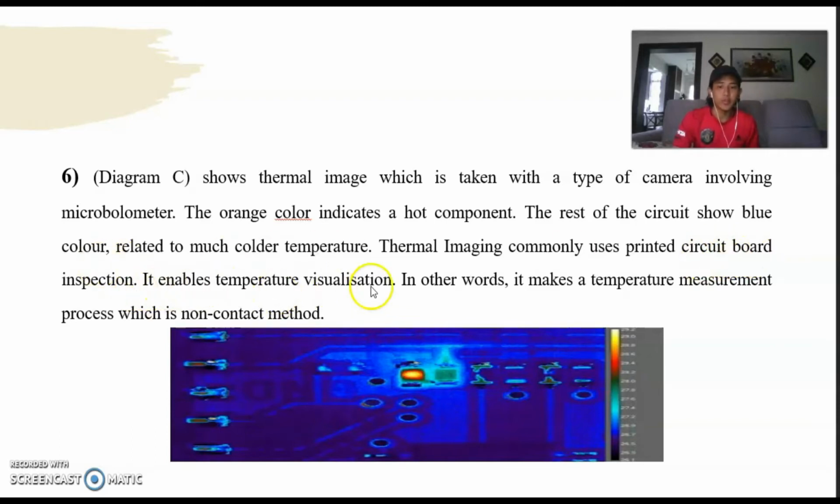It enables temperature visualization. In other words, it makes the temperature measurement process a non-contact method.